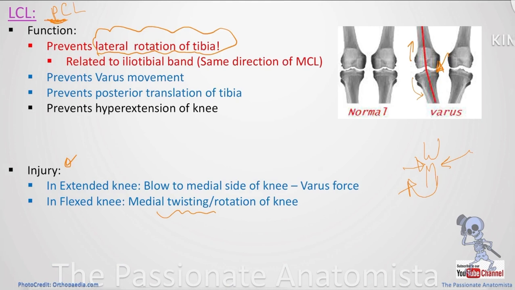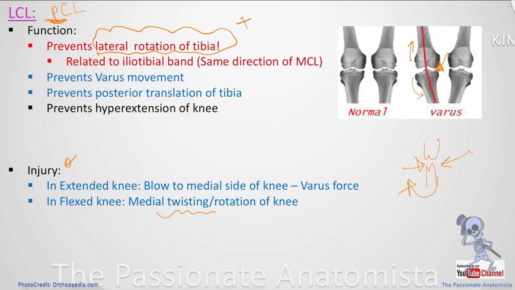Okay, this is something that I want you guys to memorize. It's not memorization, it has a reason. The reason is that the LCL is running below the iliotibial band in the same direction, and the direction of the iliotibial band is actually like the MCL. So the LCL will have the ability to prevent lateral rotation of tibia. Not only the MCL, also the LCL will have this ability.